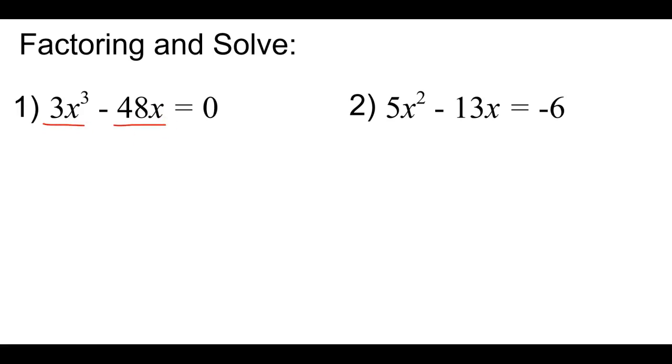What is the greatest number that divides out of 3 and 48? 3. Good. So we write a 3 out front. But we also have to look at the x's. What's the most number of x's that they have in common? 1x. They both have at least one x. I can't take away 2 x's, or x squared, because the second term only has 1 to take away. So the most that they have in common is x.